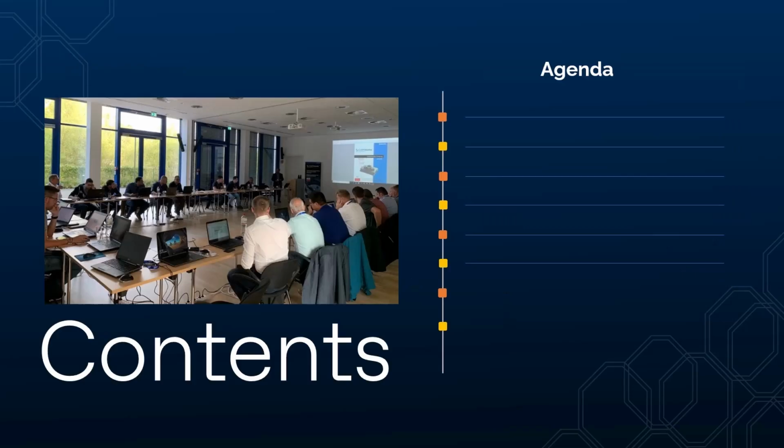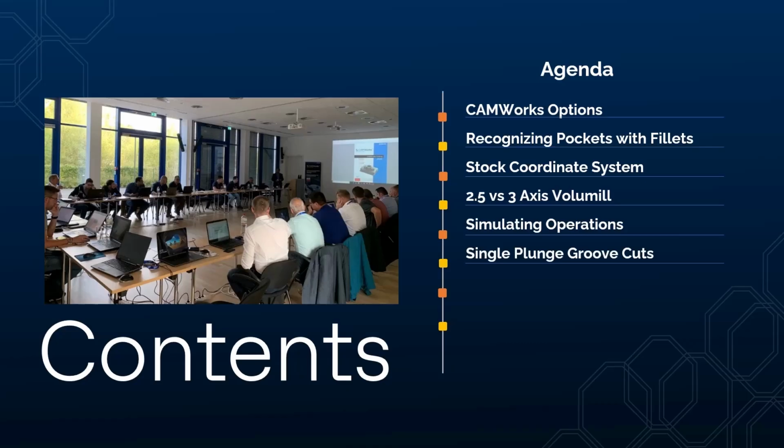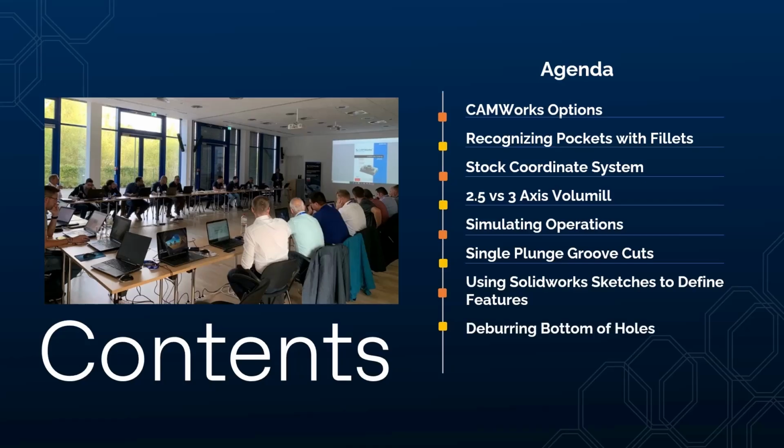The agenda for today's presentation is to explore CAMWorks options, recognize pockets with fillets as 2.5 axis features, define our stock coordinate system, and look at the difference between 2.5 and 3 axis volume. We'll explore some different simulation operation settings. We'll show you how to create a single plunge groove cut, for example if your groove is the same width as your grooving insert. We'll also take a look at how to use SOLIDWORKS sketches to define machinable features. And finally, we'll take a look at how to deburr the bottom of a hole using 2.5 axis features.